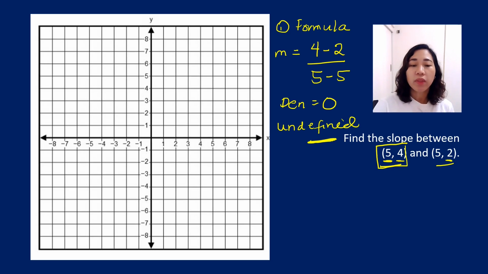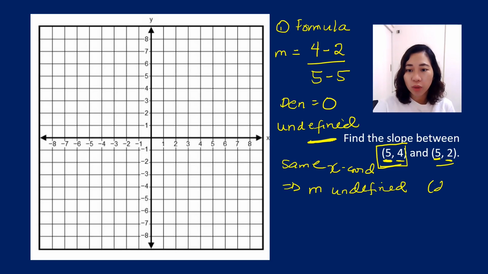undefined. So what this is saying is that whenever you have 2 points with the same x-coordinates, just like in this case, where your x-coordinates are both equal to 5, the slope will be undefined, because the denominator will be equal to 0.